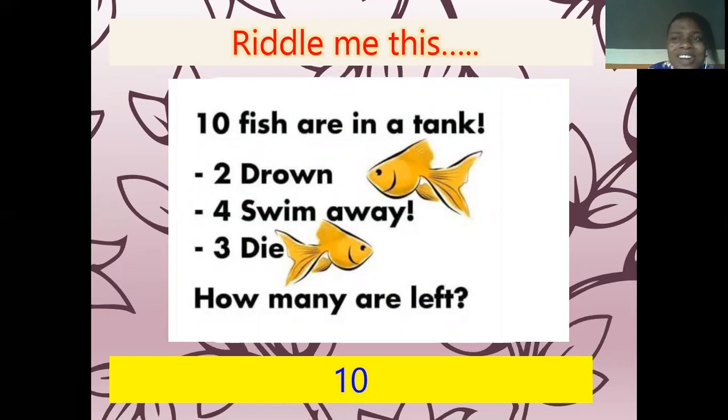Number 4, how could they swim away from a tank? So they could not have swum out of the tank. And number 3, if they die, they would still be in the tank. They would just be dead. They would still be in the tank. So how many are left in the tank is 10. There are still 10 fish left in the tank. I told you it's a trick question. So if you got it, thumbs up to you.